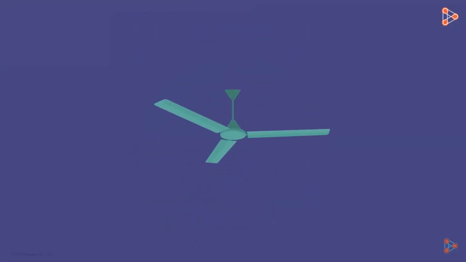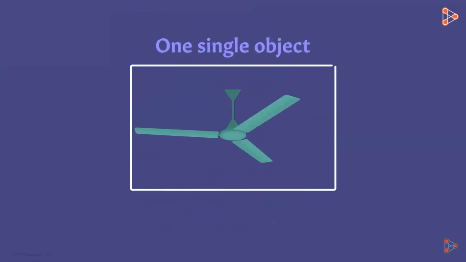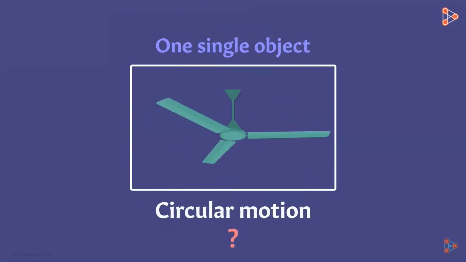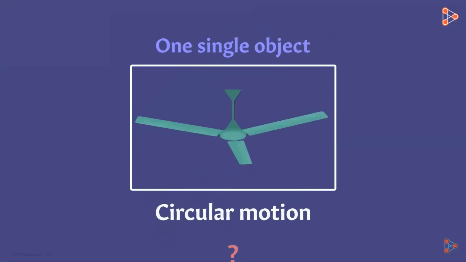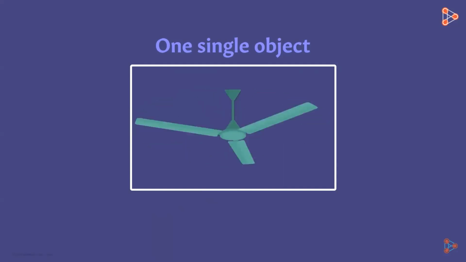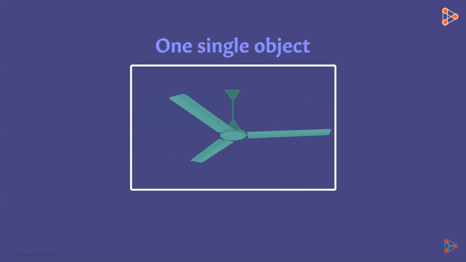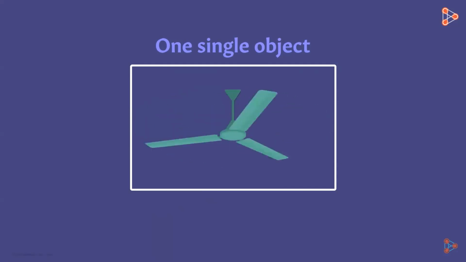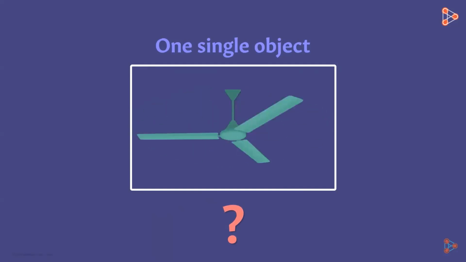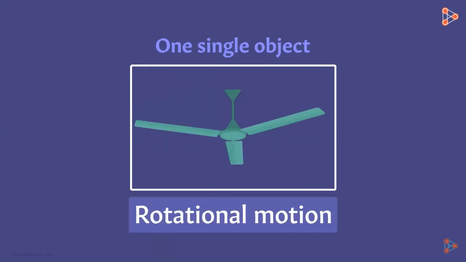Now what if I take the fan as a one single object? Can I say that the fan as a whole is moving in circles? No, that would be incorrect. The fan as a whole is not going anywhere. The entire fan is not moving along the circumference of a circle. But which motion is it performing then? The fan is undergoing rotational motion.